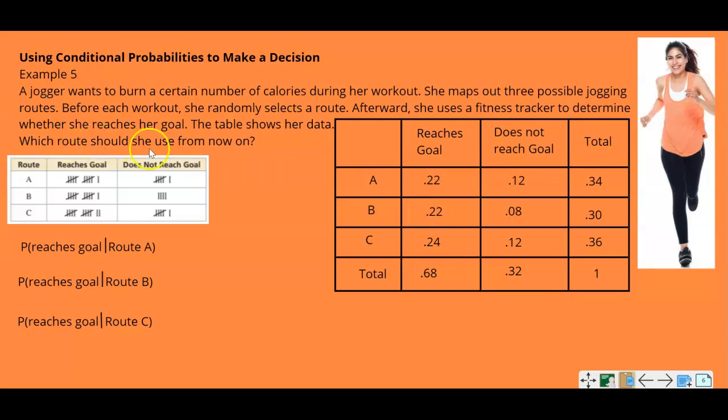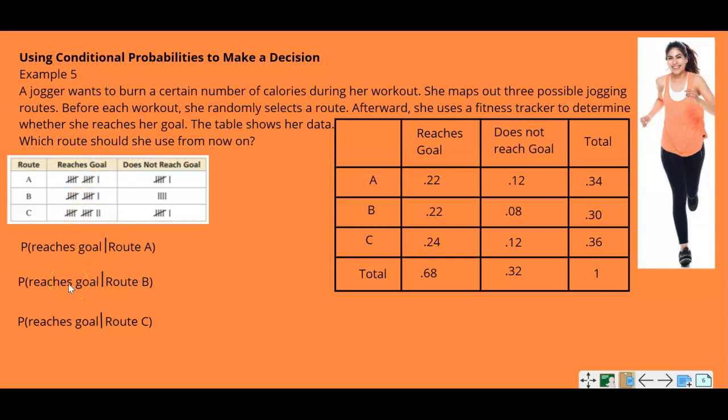It says, which route should she use from now on? So we want to know when she reaches her goal given route A, when does she reach her goal given route B, and when does she reach her goal given route C? And then if we have all of these numbers, we can determine which route is her greatest success for reaching her goal. And that probably will be the route that she uses more often. I don't know that she will always use the same route, because sometimes you get bored and you want a different route. But anyways, it says which route should she use if she wants to reach her goal. So this is just based on statistical data.